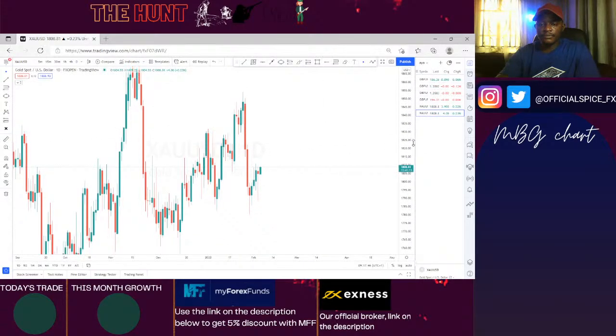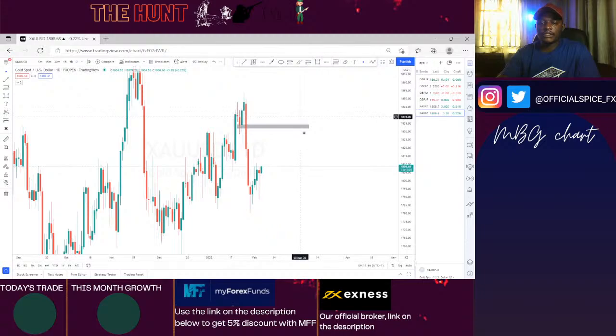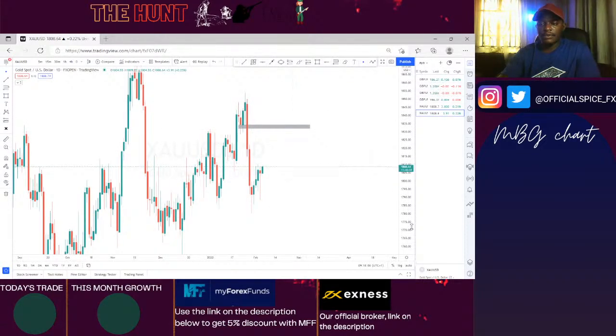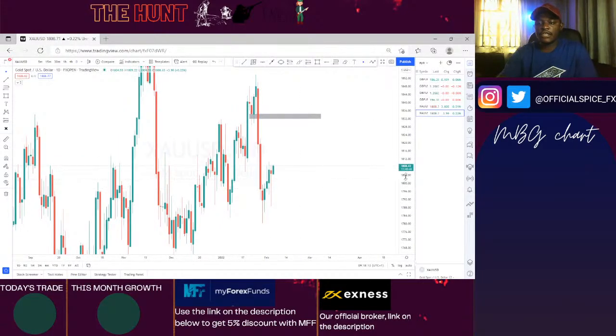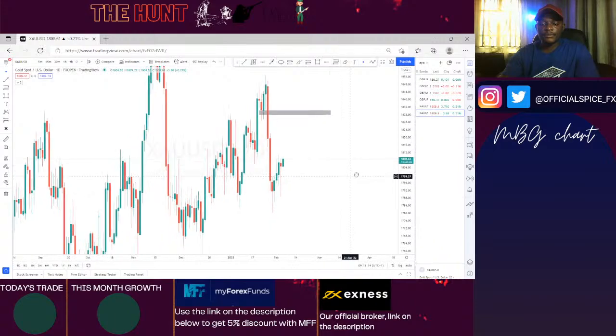Looking at recent price data, these things are very important. We can see price can potentially come to this point here to have a retest. What I feel is, if this daily candle closes above this point here, price will potentially move to this point here. That's what I can see on gold on the daily presently.